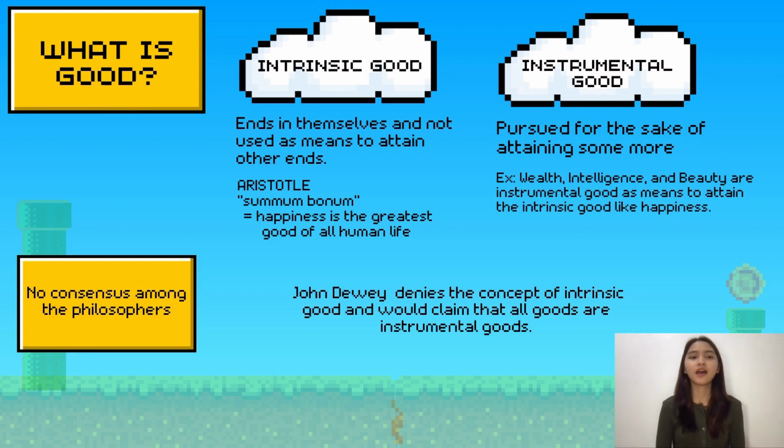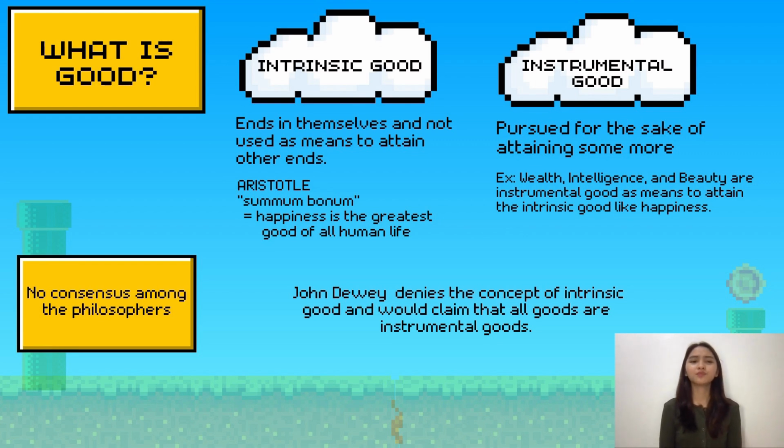For instance, Aristotle believes that happiness is the only intrinsic good. According to him, happiness then is something final and self-sufficient and is the end of action. Happiness is summum bonum, which means it is the greatest good of all human life. Basically, Aristotle believes that happiness is the greatest of all time.